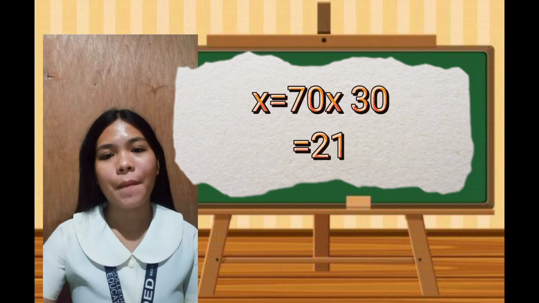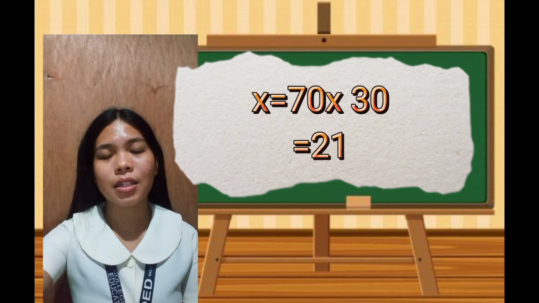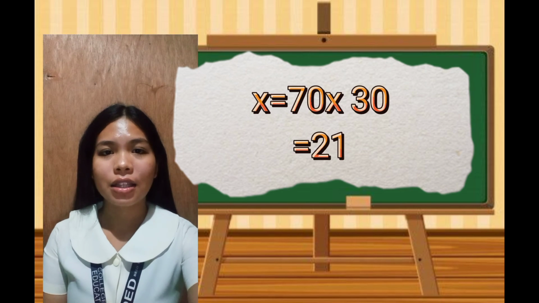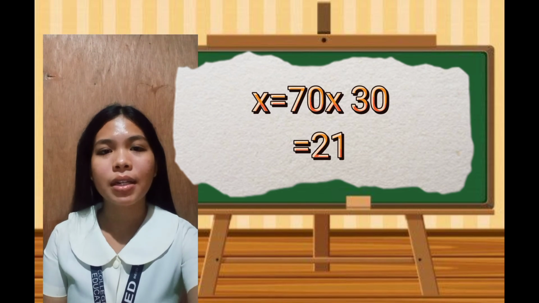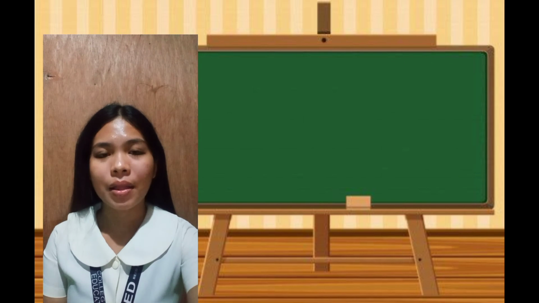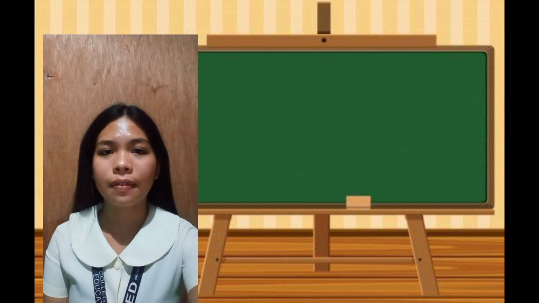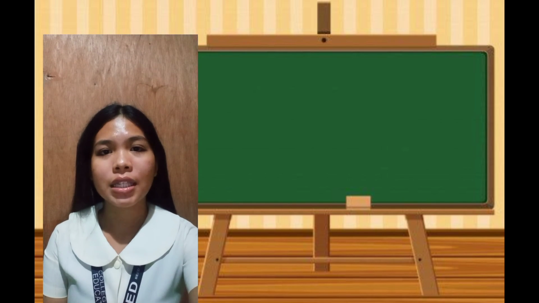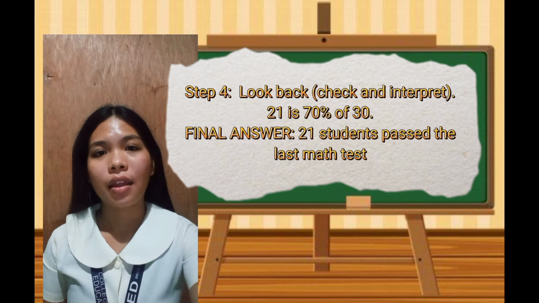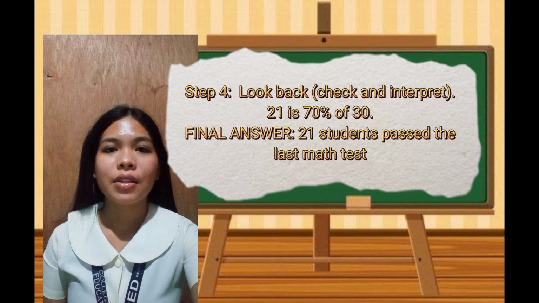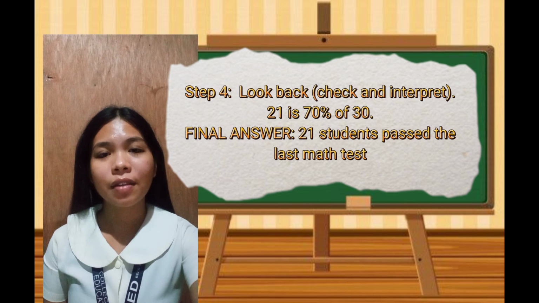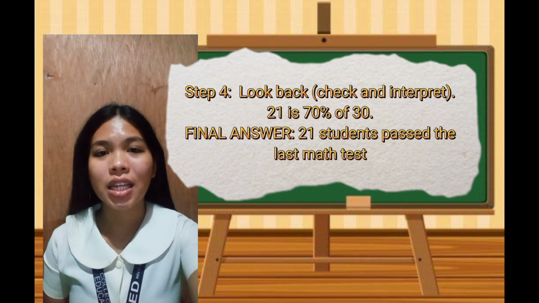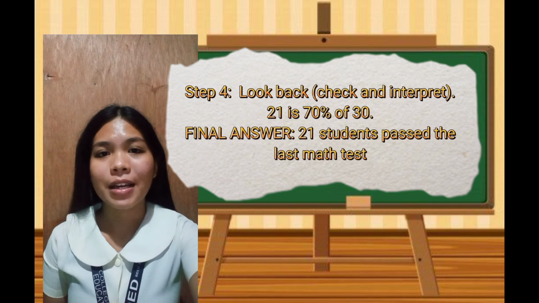So x, a number, is equal to 70% times 30. And the number is equal to 21. So what we do now is multiply. And the next is step 4, look back and check and interpret. So 21 is 70% of 30. So the final answer is 21 students passed the last math test.